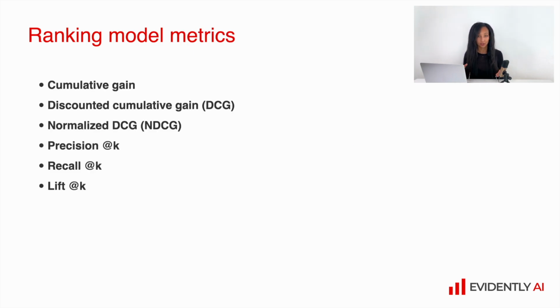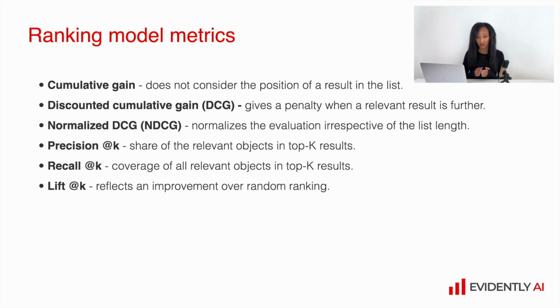When it comes to quality metrics, we need to estimate the order, so this is why we cannot really reuse the regression metrics and we go for some specific ones. Very widely used metrics are cumulative gain, discounted cumulative gain, normalized discounted cumulative gain, precision and recall at k, and lift at k. Let's take a closer look at those metrics. And we will start with the cumulative gain.